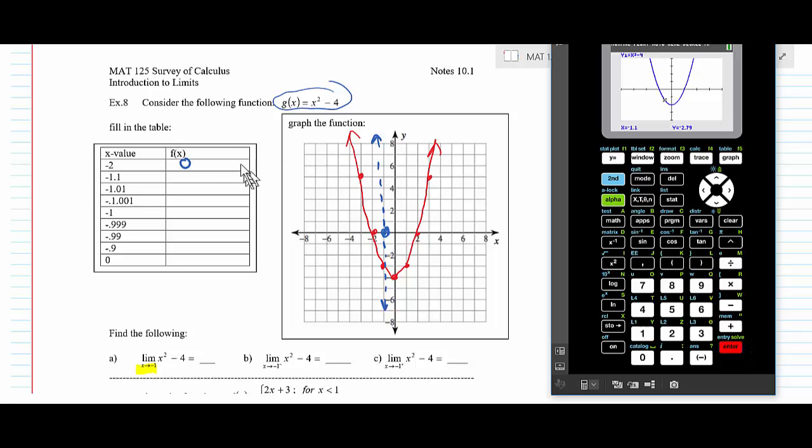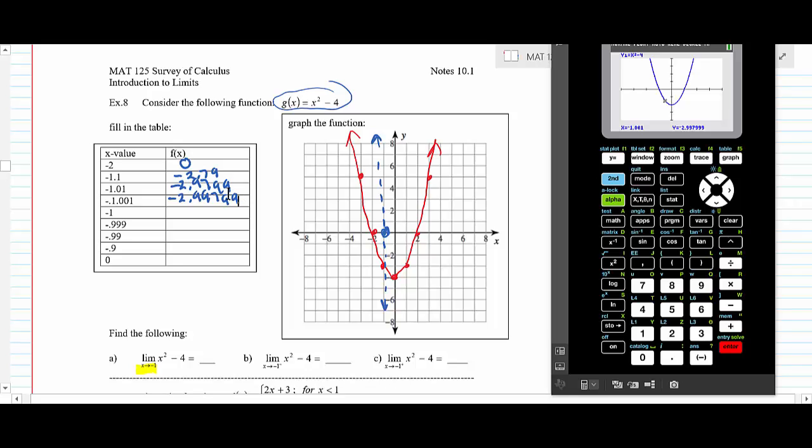Okay. And that's going to give -2.79. And then -1.01, and that's going to be -2.9799, then -1.001. Let's see, that's going to give -2.99799. Okay, like that. So what's happening to that number, by the way?